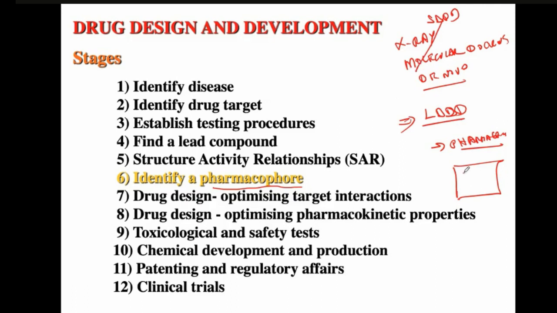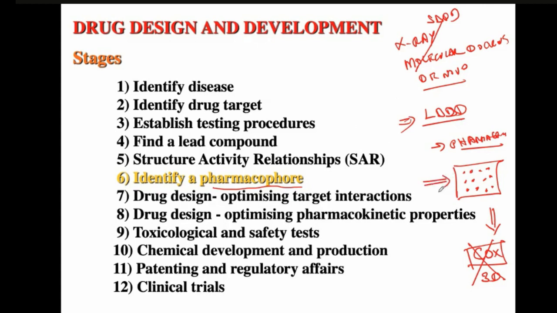So we need a set of ligand molecules with known biological activity. For example, these are the set of known ligand molecules with known biological activity. Say, for example, these are the molecules which inhibit COX, cyclooxygenase. But assume that we do not know the 3D structure of the drug target. That is not actually needed for ligand-based drug designing, right?